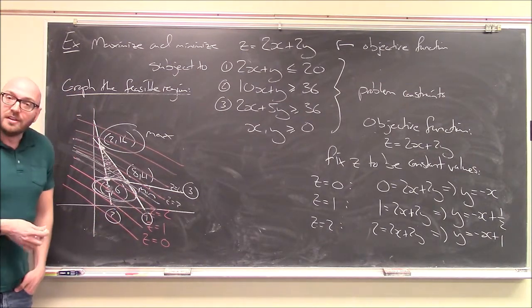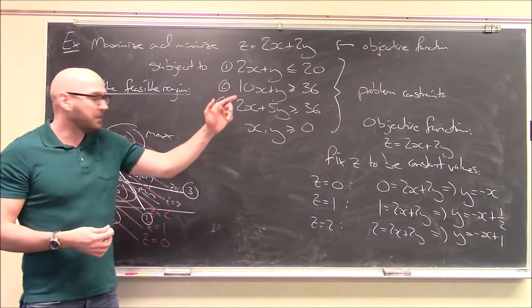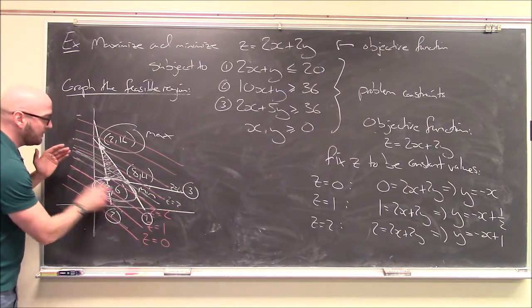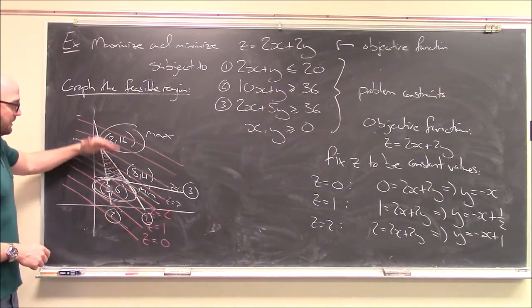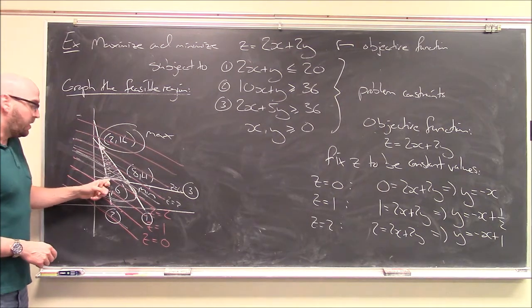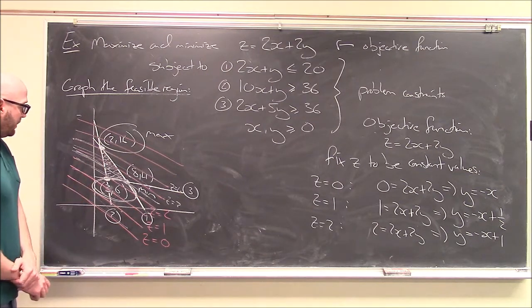And if you think about this, this is always going to happen. So if I want to maximize or minimize objective functions, the maximum or minimum, if I graph these constant value lines, think about it and you'll realize that the smallest value for z always occurs at a corner point, and the biggest value for z always occurs at a corner point.